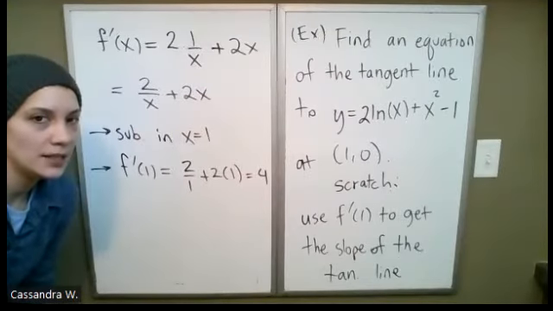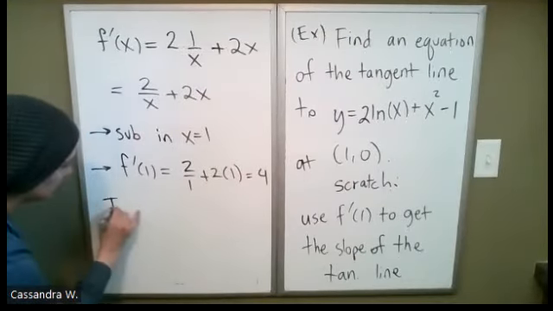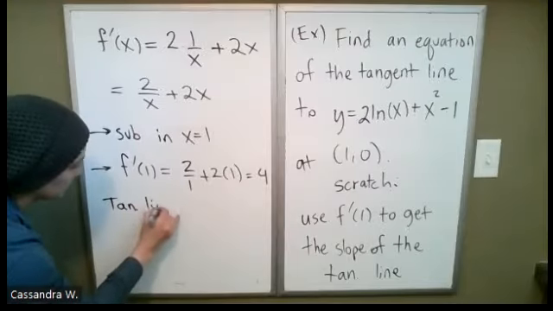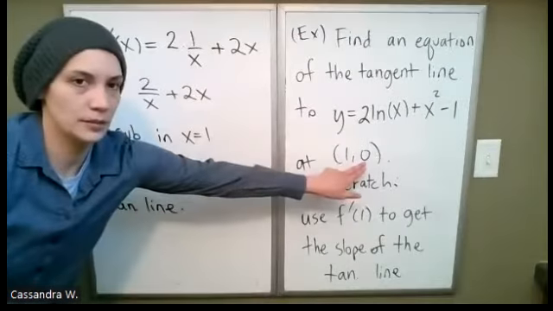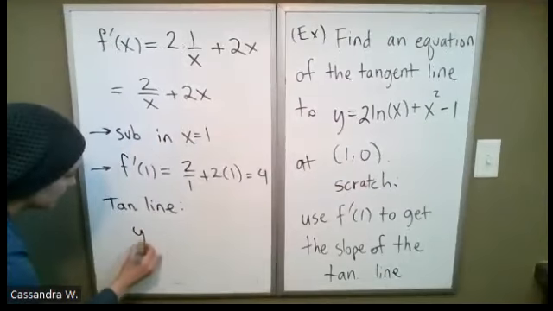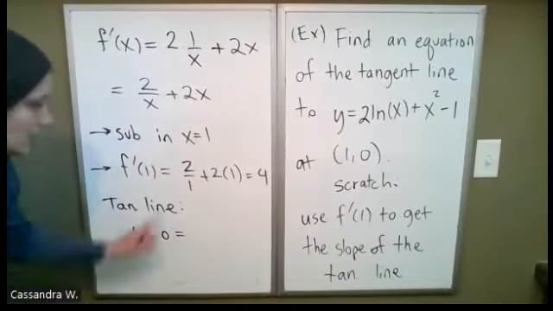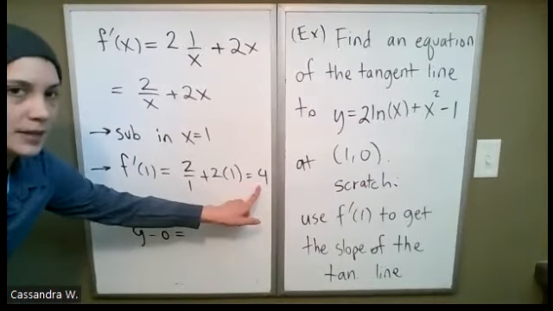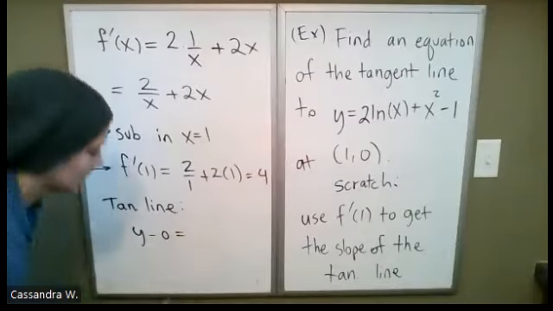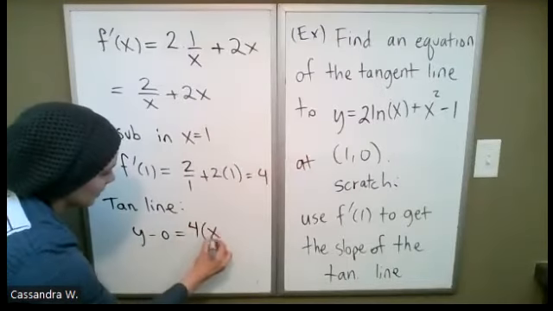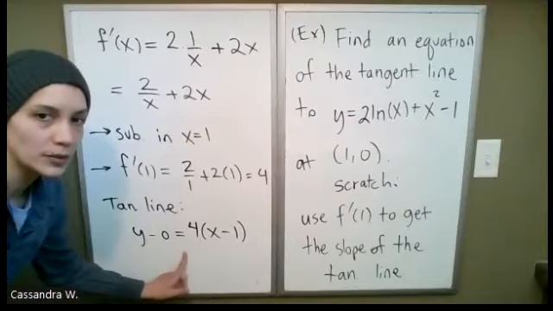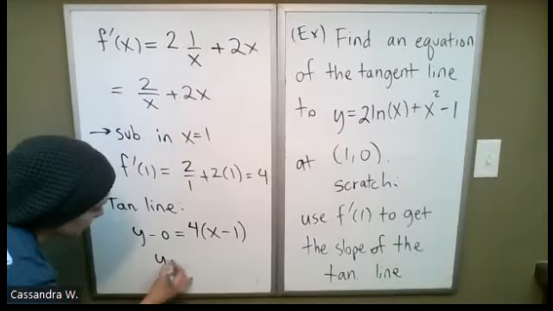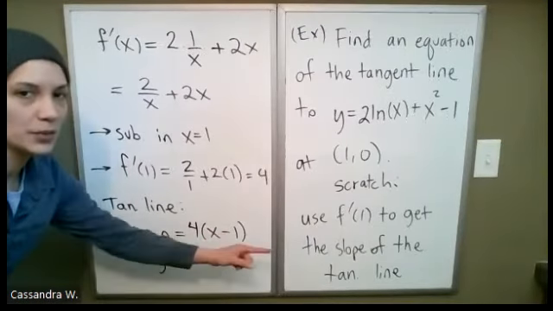Okay, our tangent line looks like y minus 0 equal to the slope, 4, times x minus 1. Sweet. So y equals 4x minus 4.